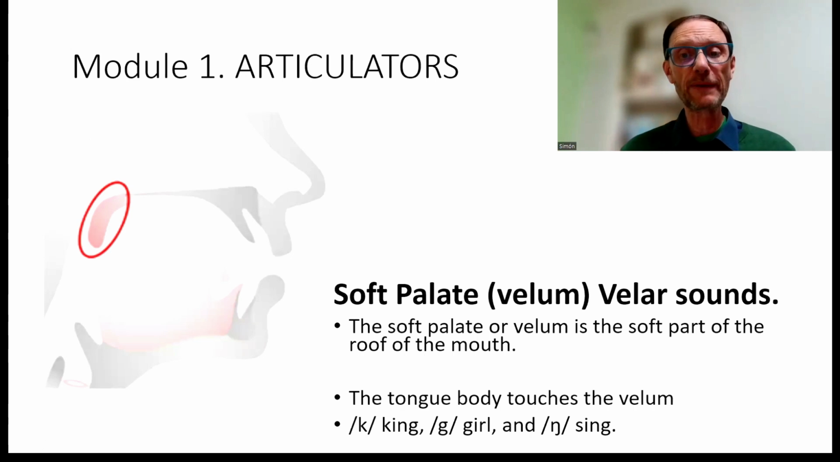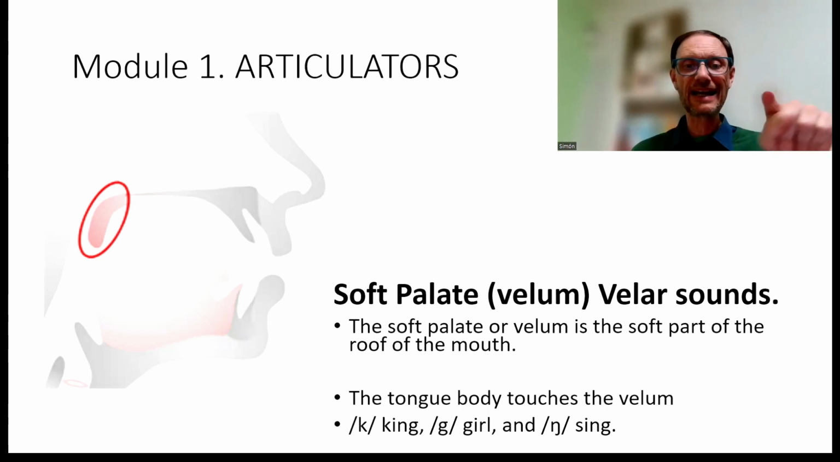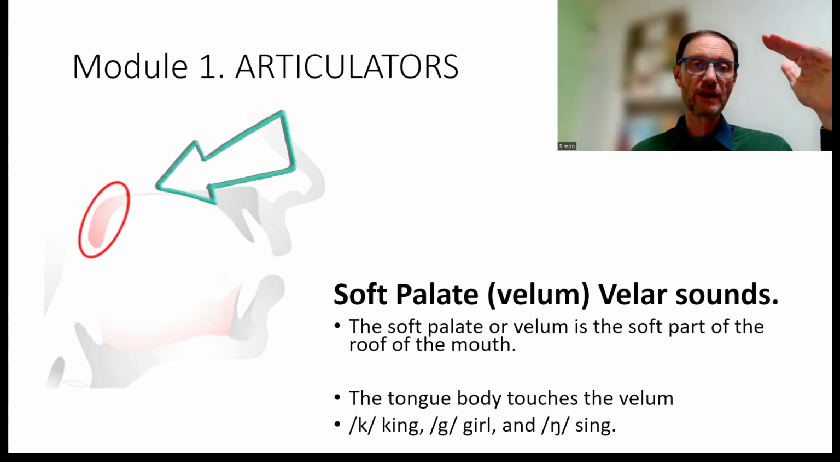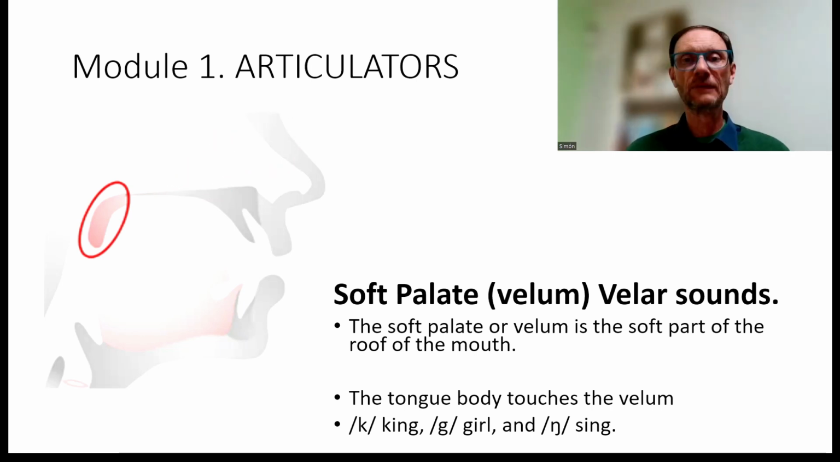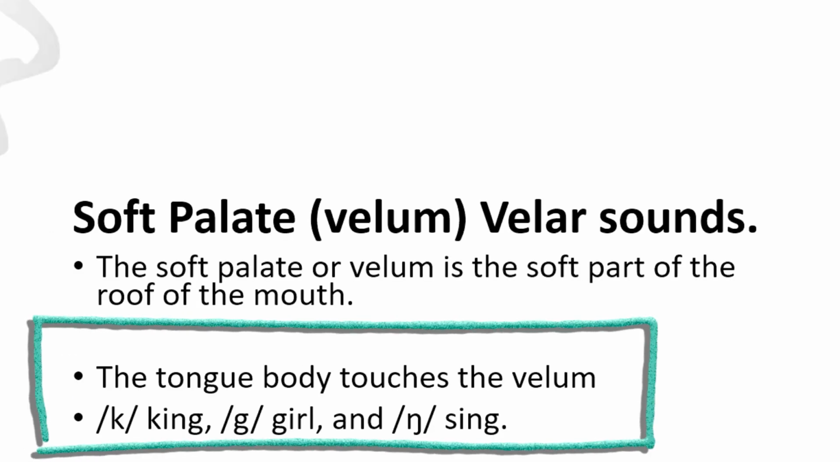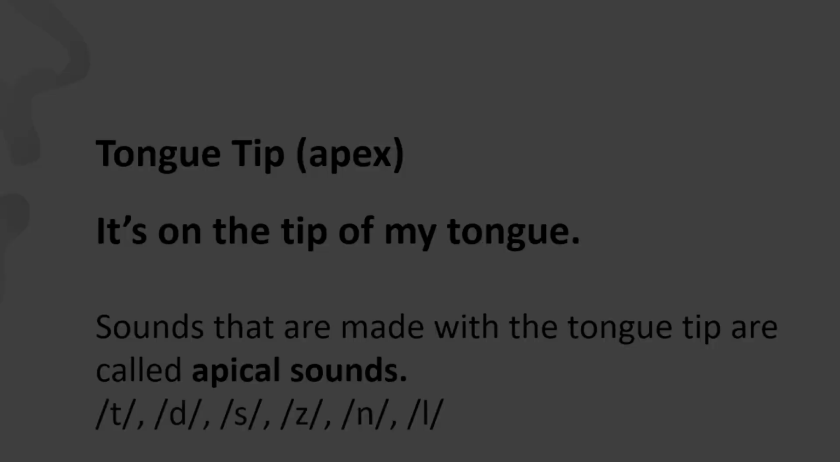Next, we have the soft palate or velum for making velar sounds. The soft palate or velum is the soft part at the back of your mouth and on the roof, the top. When the tongue goes back to the back of your mouth and touches this part, the velum, then we can make three sounds. k in king, g in girl, or ng in sing.